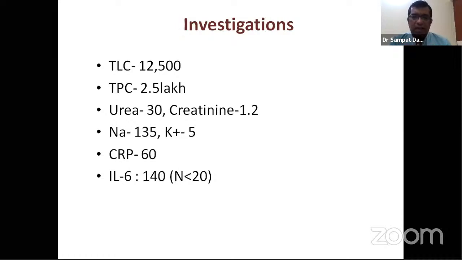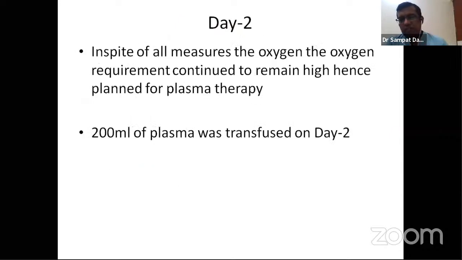CRP was higher, and interleukin 6 is also high. So what I want to talk about is that there is a bit of inflammation, and this could be the reason for which the TLC is a bit higher. So on day 2, whenever a patient comes, we start with remdesivir, start with steroids, start with oxygen and everything, and see for a day.